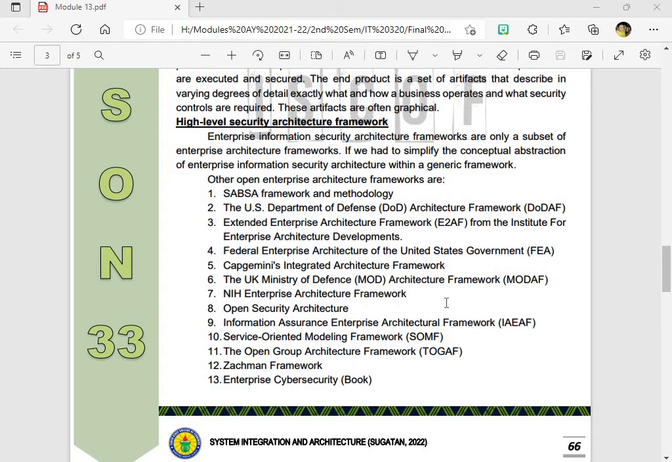I did not include the Zachman Framework for this one because Zachman Framework is found in your systems analysis and design. You should be able to understand what Zachman Framework is. If you're curious about Zachman Framework, I want you to research on this and read it on Wikipedia, I think, so that you'll be informed about what Zachman Framework is. Zachman Framework is also used in your UML.